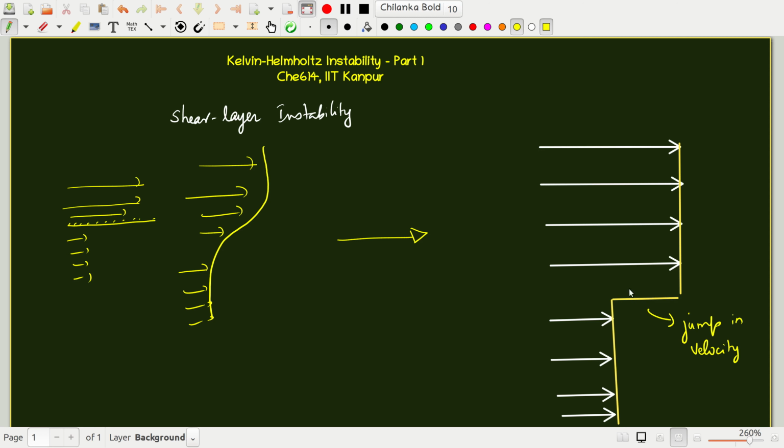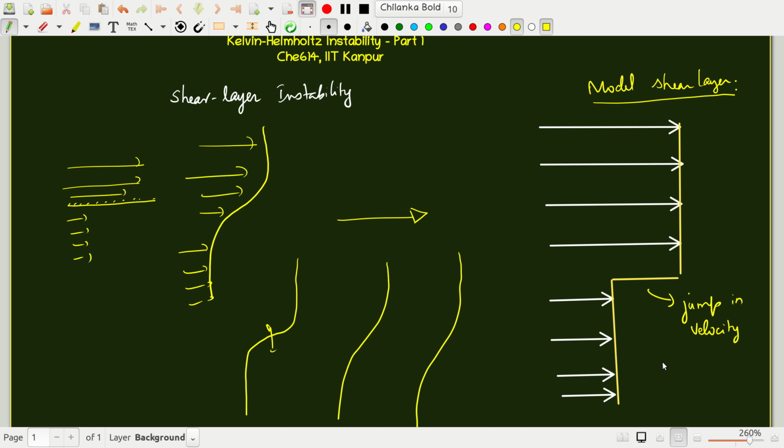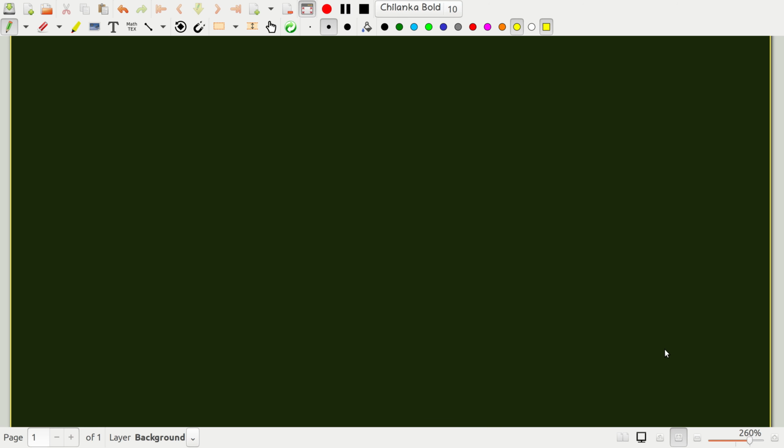and this is the reality, where there is a rather smooth variation, but sharp. It may be like this initially, and of course due to momentum diffusion eventually this can appear like this and so on. But what Kelvin and Helmholtz looked at is this model shear layer with velocity discontinuity. Now what is the meaning of this velocity discontinuity?